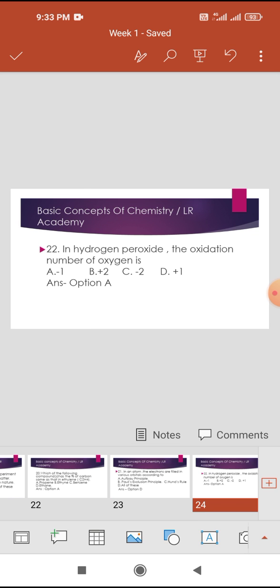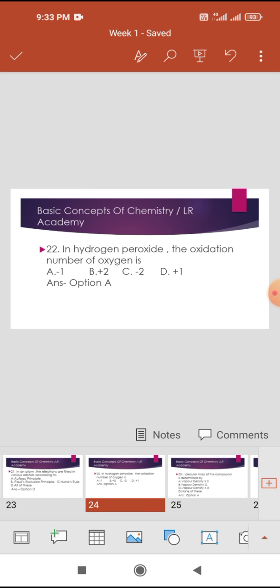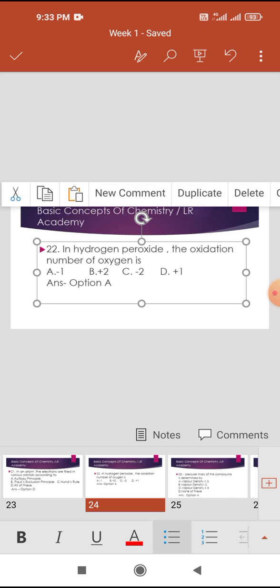Question number 22. In hydrogen peroxide H2O2, the oxidation number of oxygen is option A minus 1, option B plus 2, option C minus 2, option D plus 1. Again, in hydrogen peroxide, the oxidation number of oxygen is, the right answer is option A minus 1.